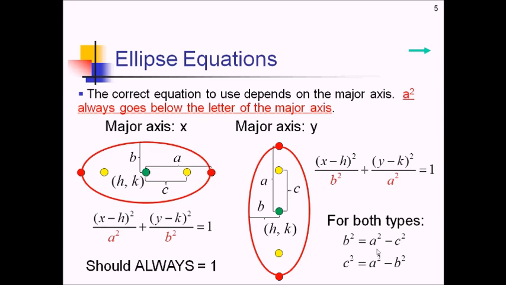So if you're wondering, which order do I put these letters in, always remember this. A is always going to be the biggest out of the 3 values you have here. So whatever you're doing, you need to be subtracting something from a squared to get whatever value you're looking for.